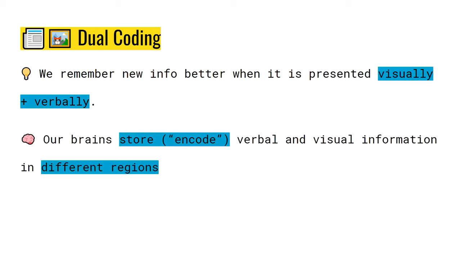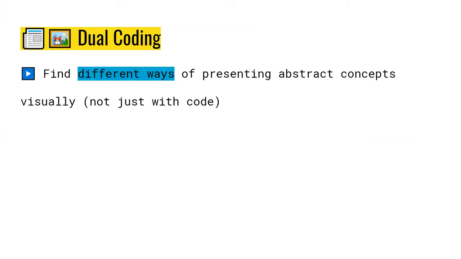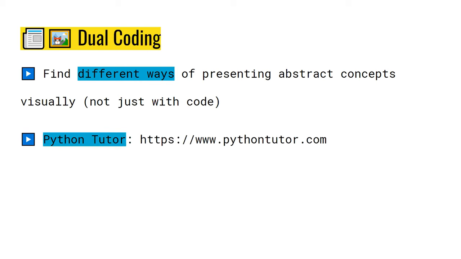And that's because our brains store or encode verbal and visual information in different regions. So if you get the same information in two different formats, your brain now has two ways of remembering that information, and that's why it sticks in your memory better. So I'd like to suggest that you try to find different ways of presenting abstract programming concepts visually and not just by showing the code. And for this strategy, I have a great tool recommendation.